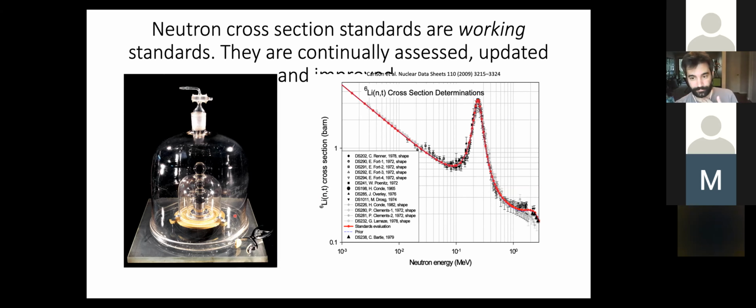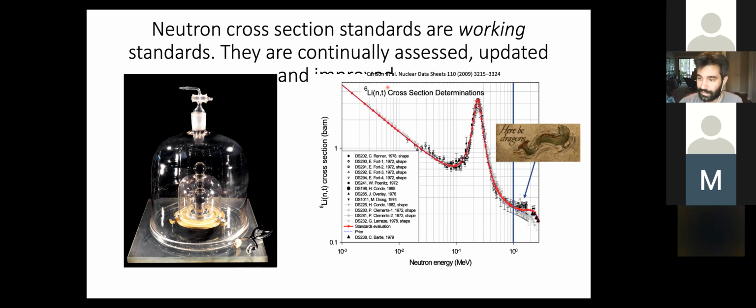On the other hand, neutron cross-section standards are working standards, unlike the kilogram. So neutron cross-section standards are continuously assessed, updated, and improved. What this means is that, for example, the 6Li(n,t) reaction, which is a cross-section standard, is always assessed and improved given that new experimental data might come into play. So again, this is a cross-section standard, which means that if you want to measure a neutron cross-section, you can measure it against this 6Li(n,t) cross-section, and then you can obtain your final cross-section by taking the ratio.